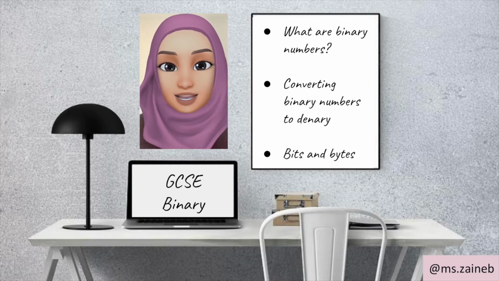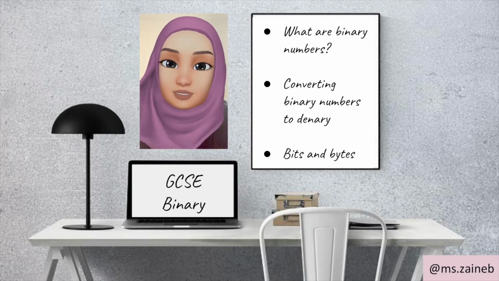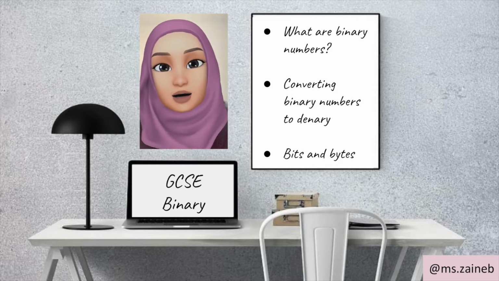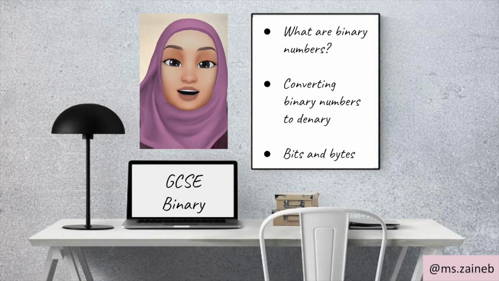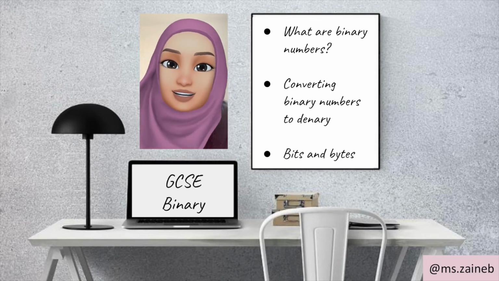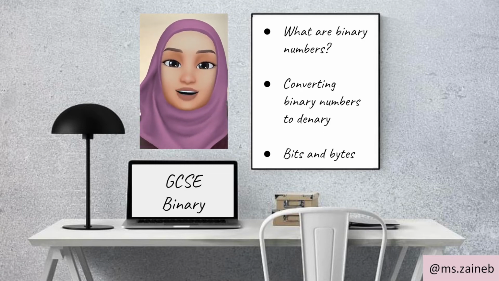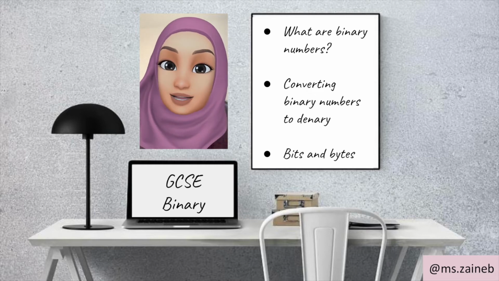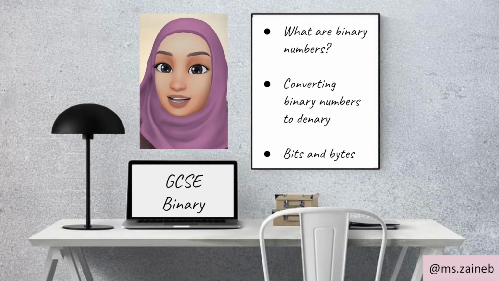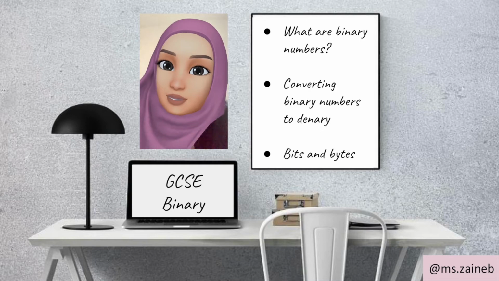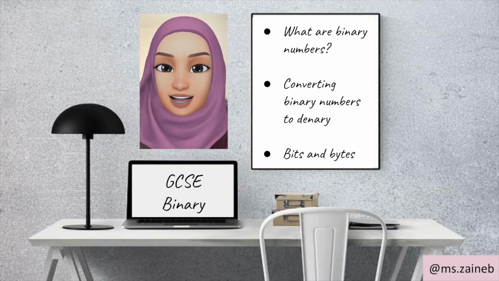So there are three parts that we're going to go through. First of all, we're going to talk about what are binary numbers. Then we're going to look at converting binary numbers into denary numbers. So denary numbers 0, 1, 2, 3, 4, 5, 6, 7, 8, 9. And then we're going to look at bits and bytes. So we're going to look at how many bits it takes to make a byte and how binary numbers are used in memory. Okay, let's get started.